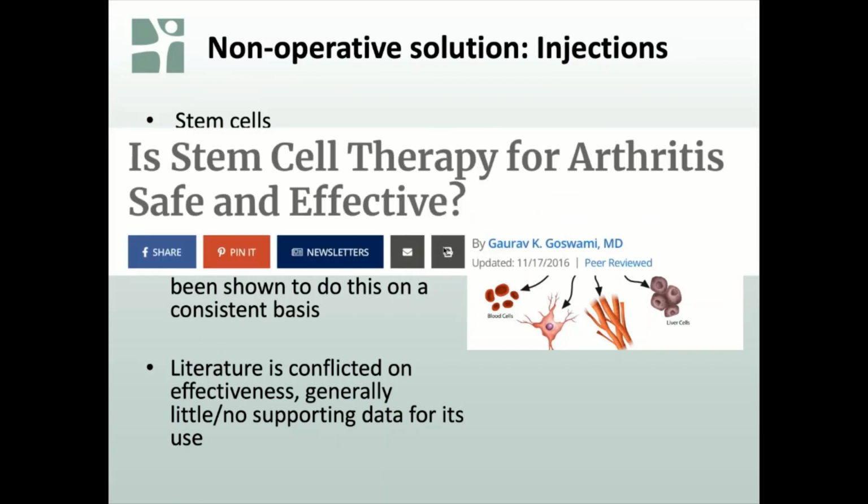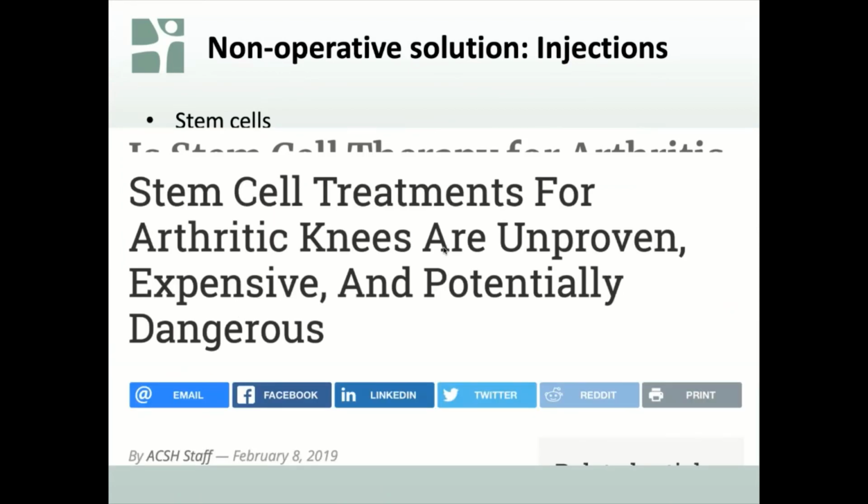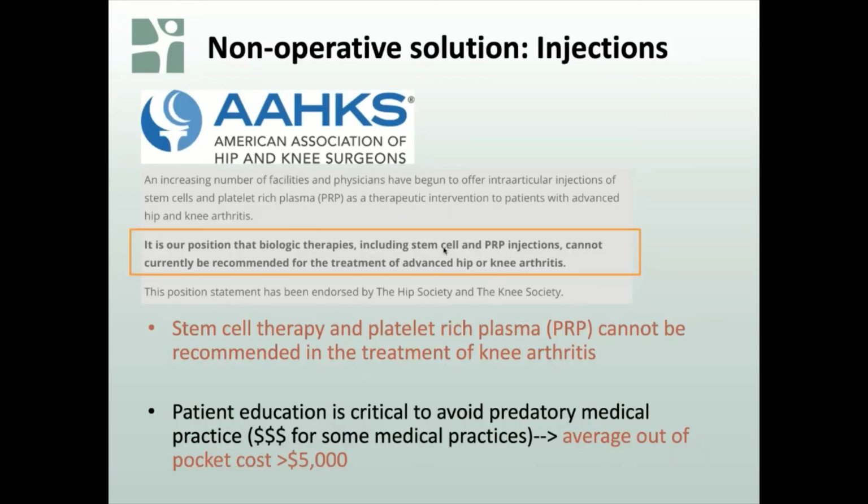If you look in the popular media, it's everywhere essentially. Is stem cell therapy for arthritis safe and effective? Is it a promising treatment or a hoax? And then, unfortunately, there are cautionary tales of people who are using this before we really know if it's effective or not.